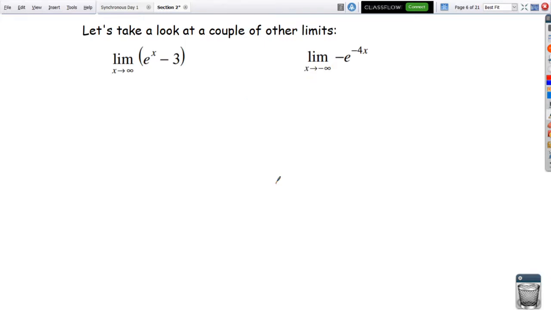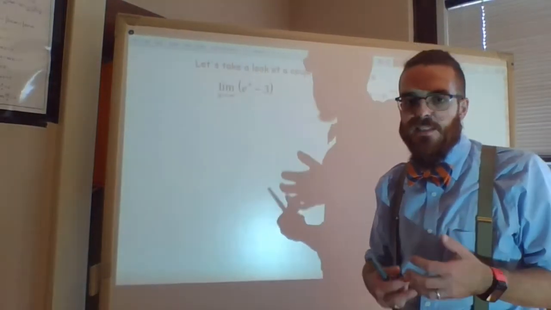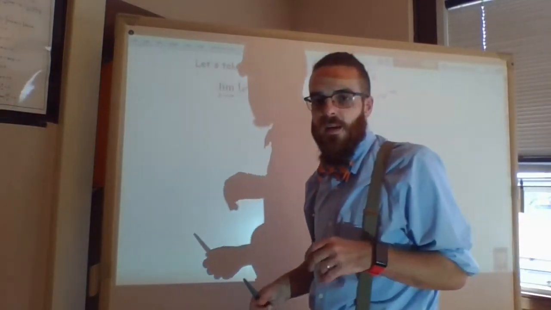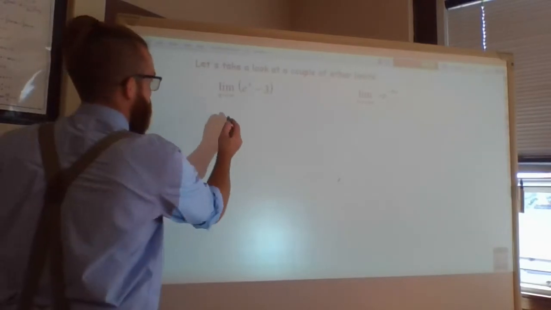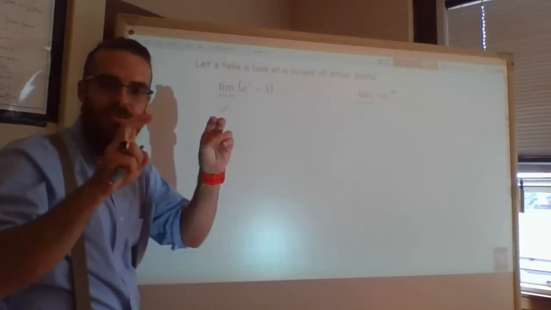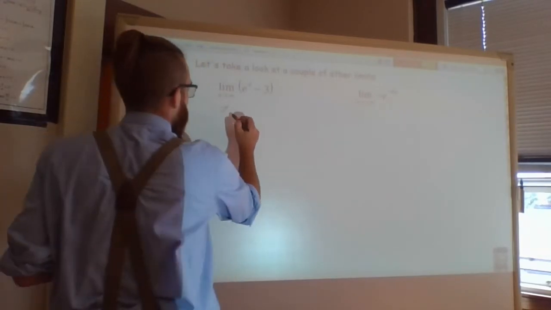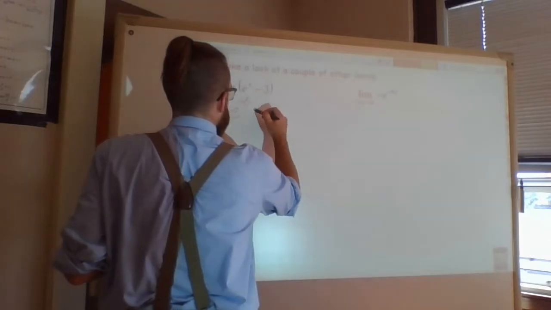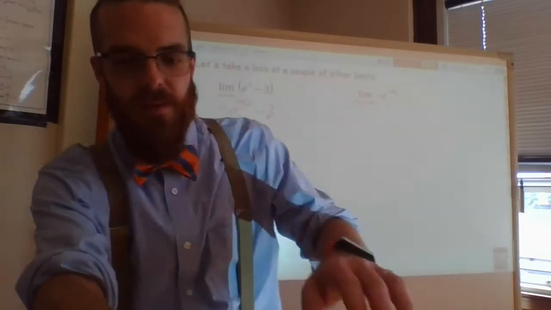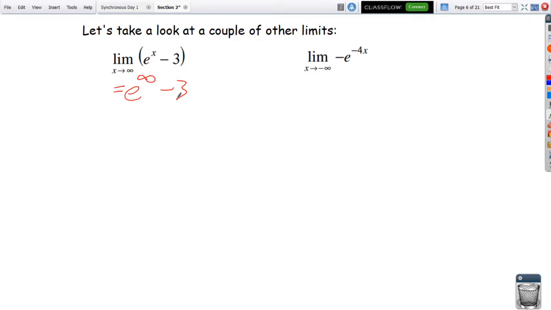All right, let's take a look at a couple of other limits. Limit as x approaches infinity of e to the x minus 3. Limit as x approaches negative infinity of negative e to the negative 4x power. What I like to do in these types of problems, I like to just stretch my brain a little bit. Something that I'm not supposed to do is a direct substitution. I can't really do direct substitution because this is infinity, but I'm going to play like I can. e to the infinity minus 3.